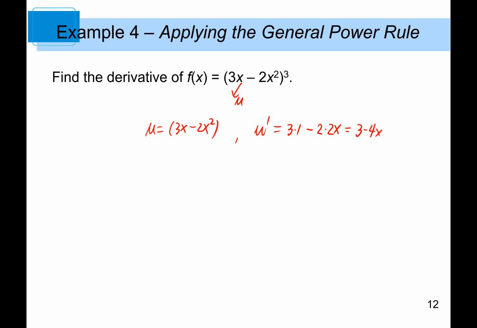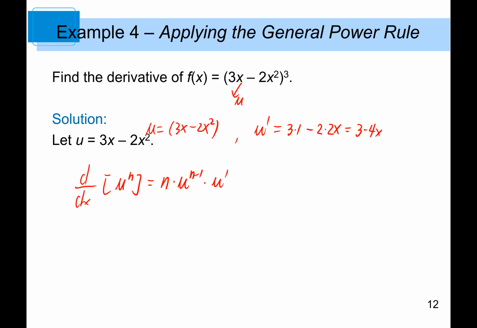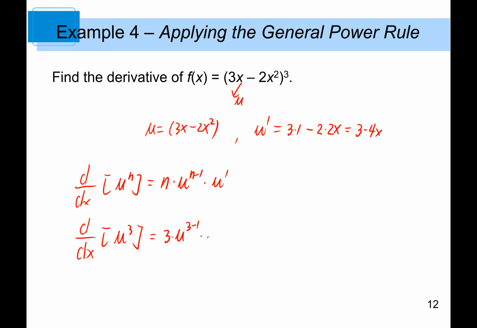Now we're going to use the general power rule, right? So d over dx of u to the n becomes n times u to the n minus 1 and times u prime. For our case, the power in our problem is 3, so it's u to the third, where u is 3x minus 2x squared. So it's 3 times u to the 3 minus 1 times u prime.